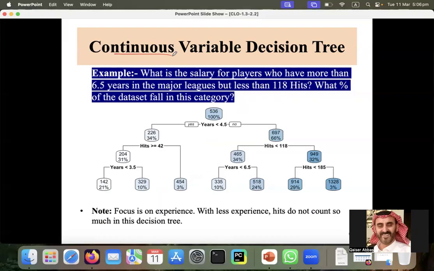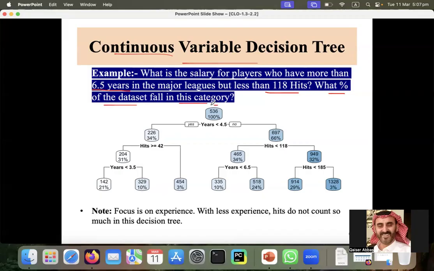What is continuous? Now, an example: what is the salary for the players who have more than 6.5 years in the league, but less than 118 hits? So what is the salary of the players who have more than 6.5 years in the league, but less than 118 hits? And similarly, another question is, what percentage of the data set falls in this category?